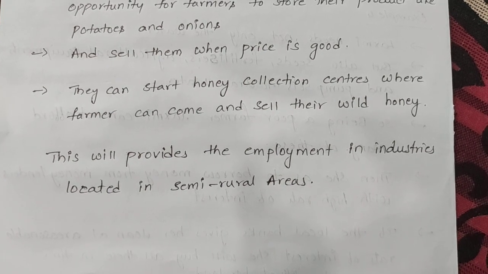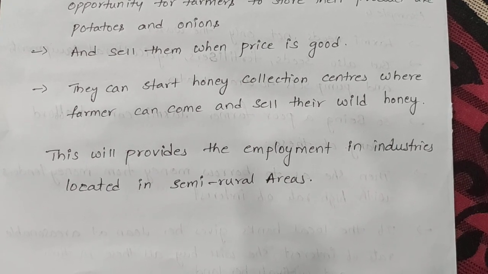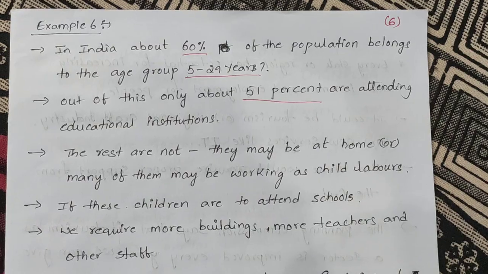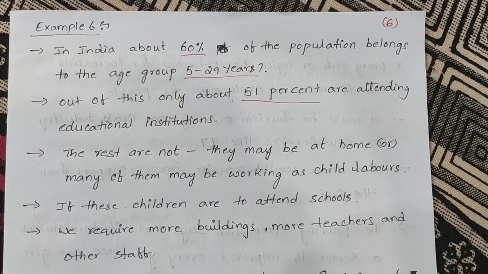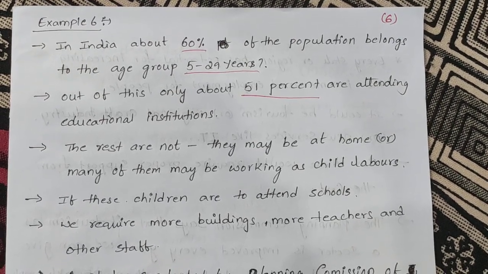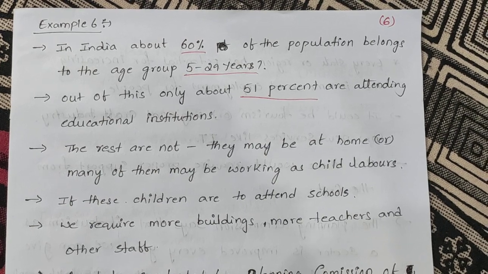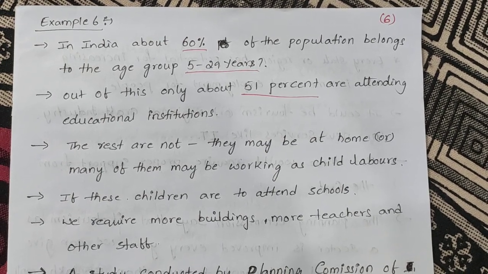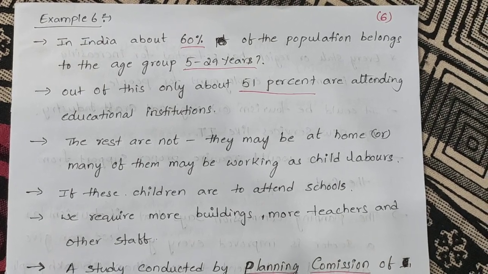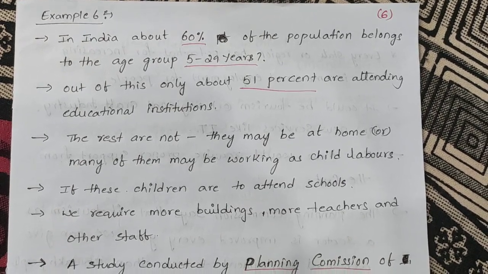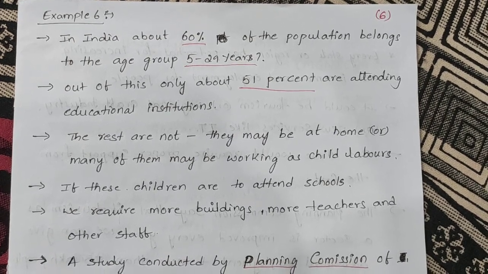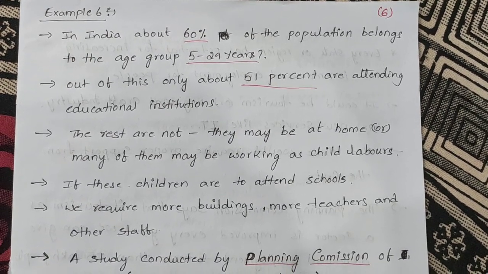This will provide employment in industries located in the semi-rural areas. Okay, and now let us see example 6. In India, about 60% of the population, out of 100%, is under the age group of 5 to 29 years. Out of that, only 51% are attending an educational institution.